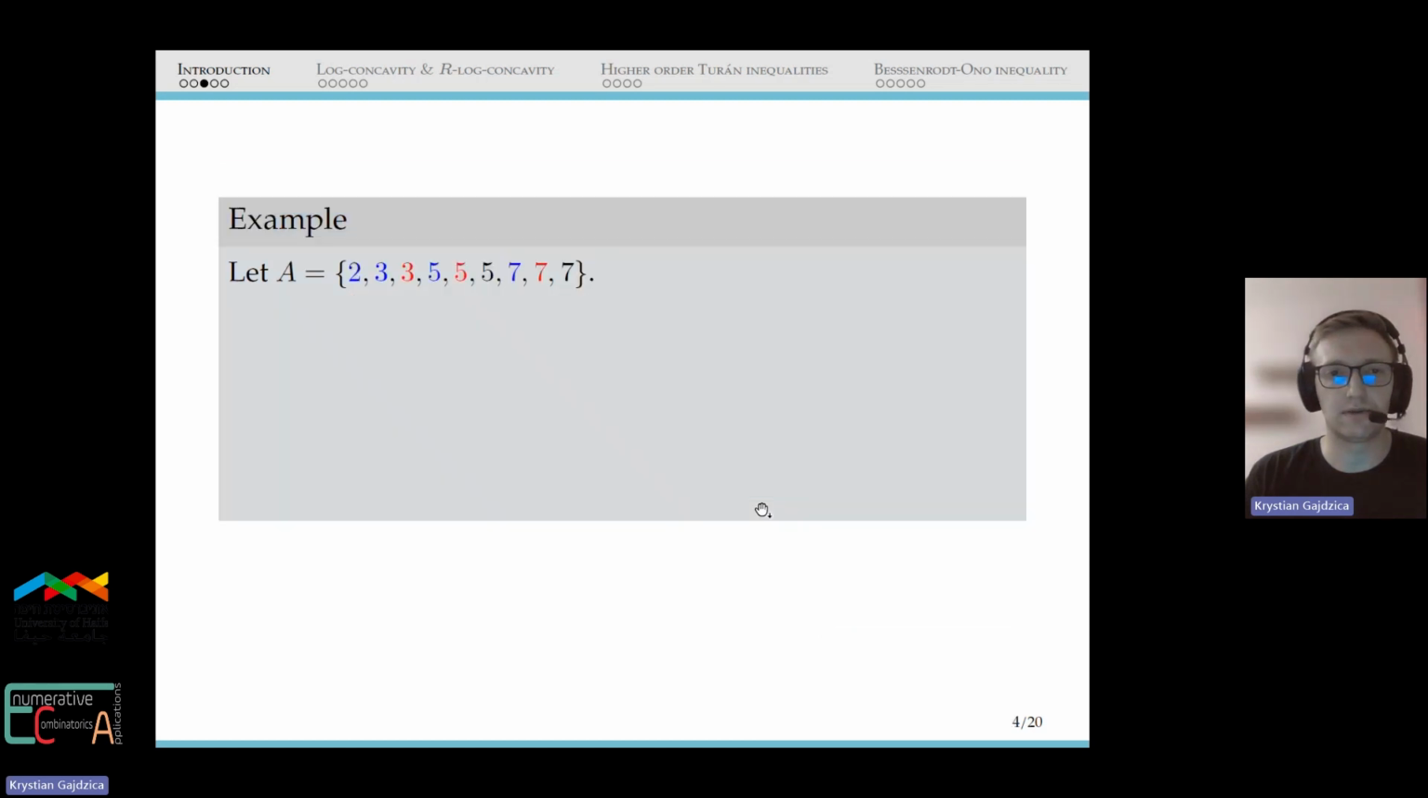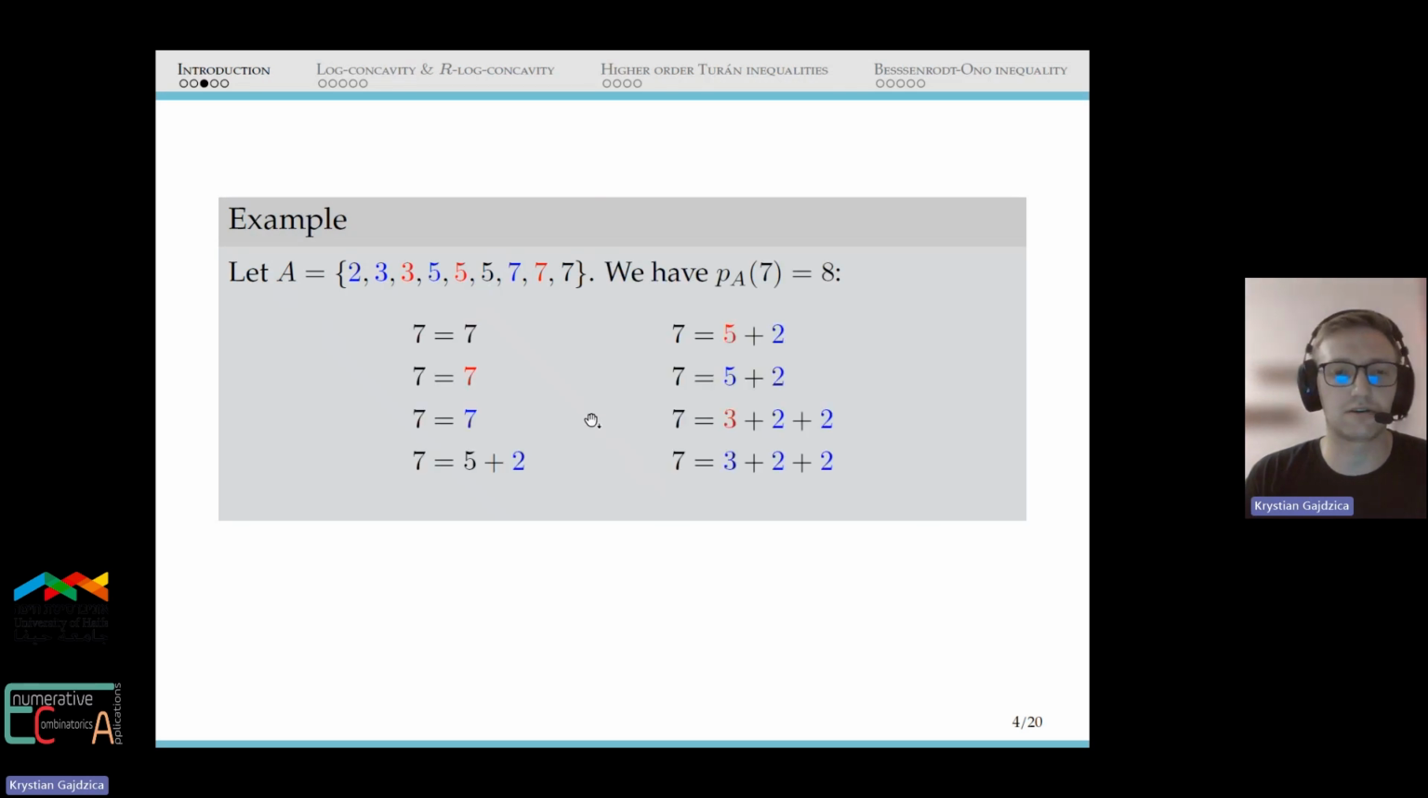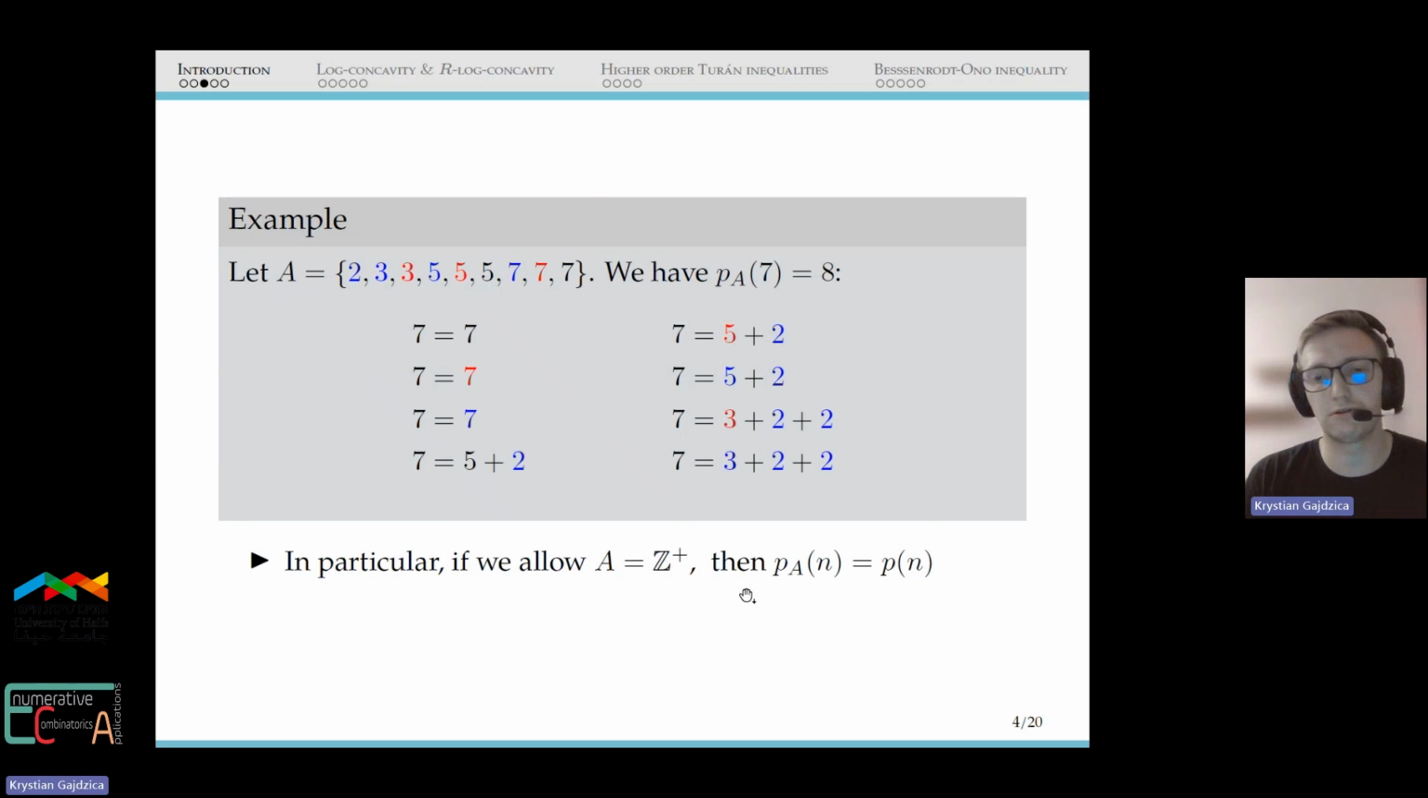Let us take a look at a simple example. If capital A is just the following multiset, then there are exactly 8 A partitions of 7, which directly correspond to the following sums. It is worth pointing out that if we allow capital A to be an infinite set or multiset, for instance, if capital A is just the set of positive integers, then we obtain the classical partition function, which will be denoted further by P of n instead of this quite unusual notation P_A of n.